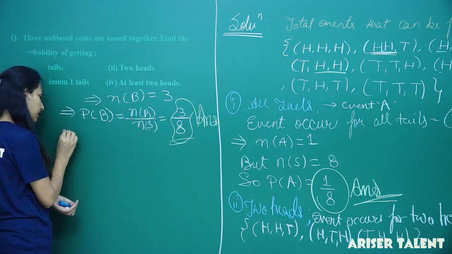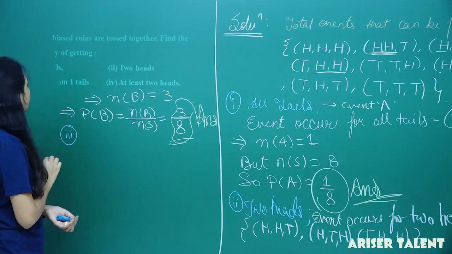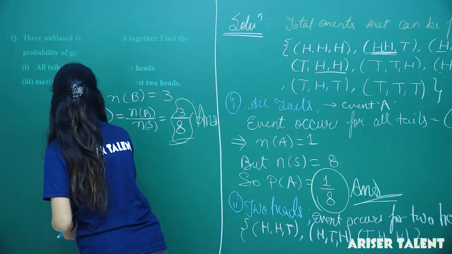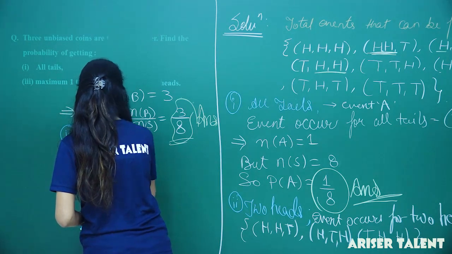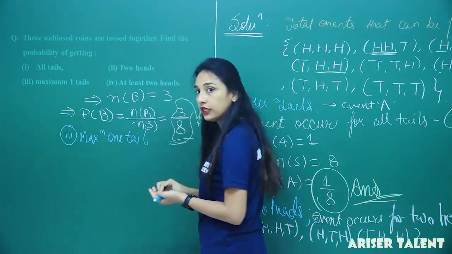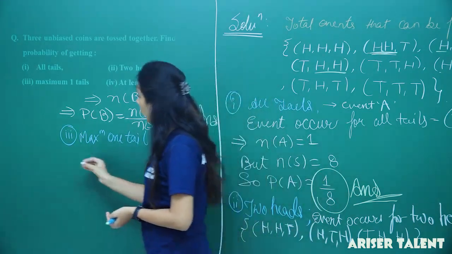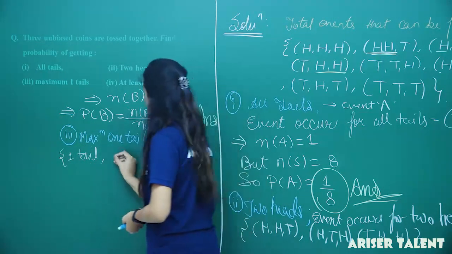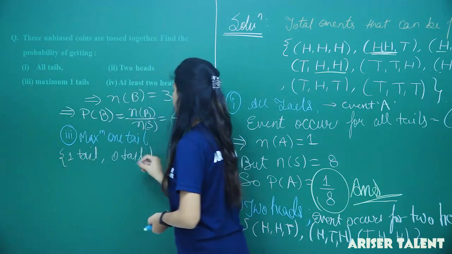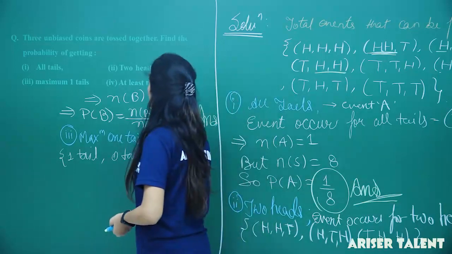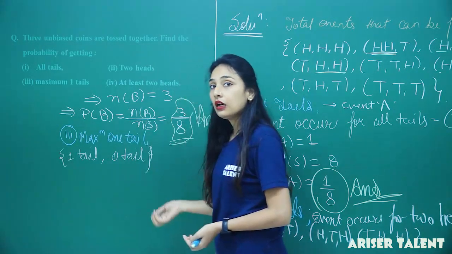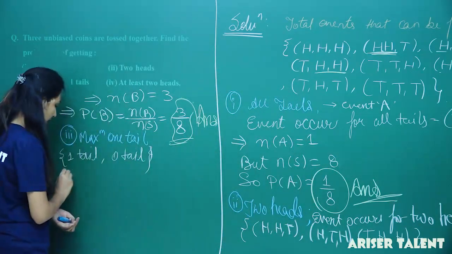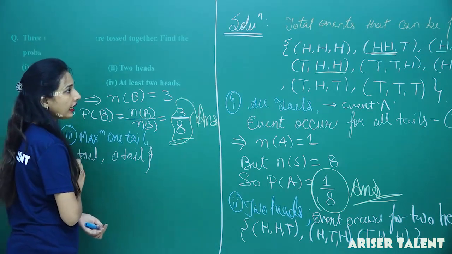Now what is the third one, students? Tell me. The third one is maximum one tail. Now students, listen carefully. Maximum one tail means what and what are included? One tail, or 0 tail. This is the meaning of maximum one tail. The one with no tail will also be included.